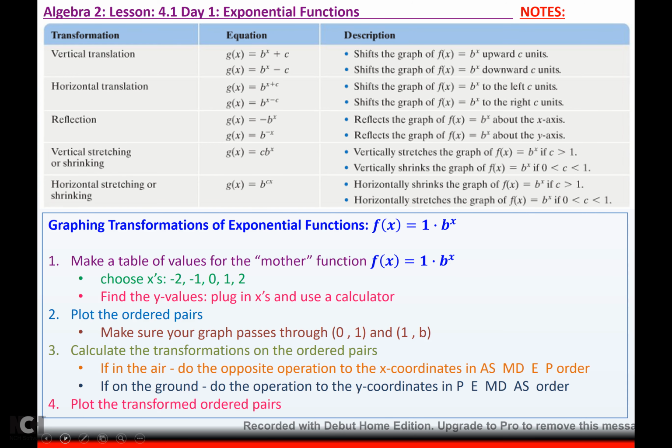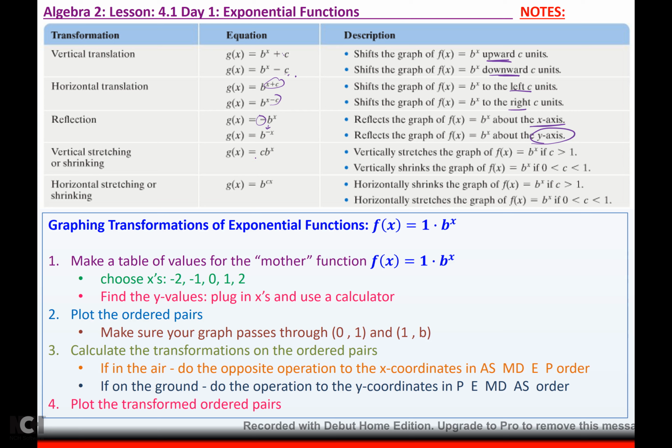So now we're going to do our transformations. Oh, yay. Alright, if they add or subtract on the ground, that's going to shift up or down. If they add or subtract in the air with your crazy x, remember that's going to be backwards. So if they're adding, it's going to go left, and if they're subtracting, it's going to go right. If your negative is on the front, on the ground, that's going to reflect over x. If your negative's in the air, it's going to reflect over y.